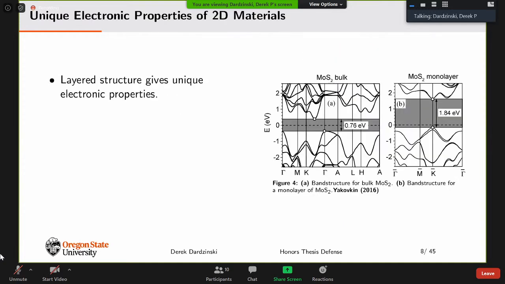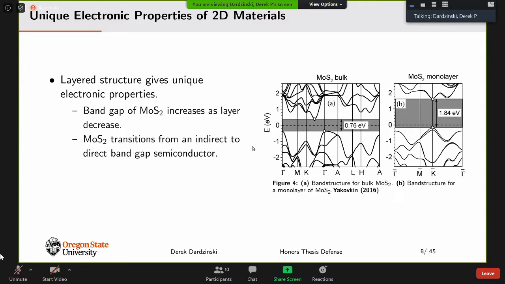And some interesting properties of 2D materials is that the layer structure gives rise to some unique electrical properties. You can see in these band structures that the band gap of MoS2 increases as the layers decrease. We have bulk MoS2, which has a 0.76 eV band gap in this band calculation. And then the monolayer MoS2 has a 1.84 electron volt band gap.